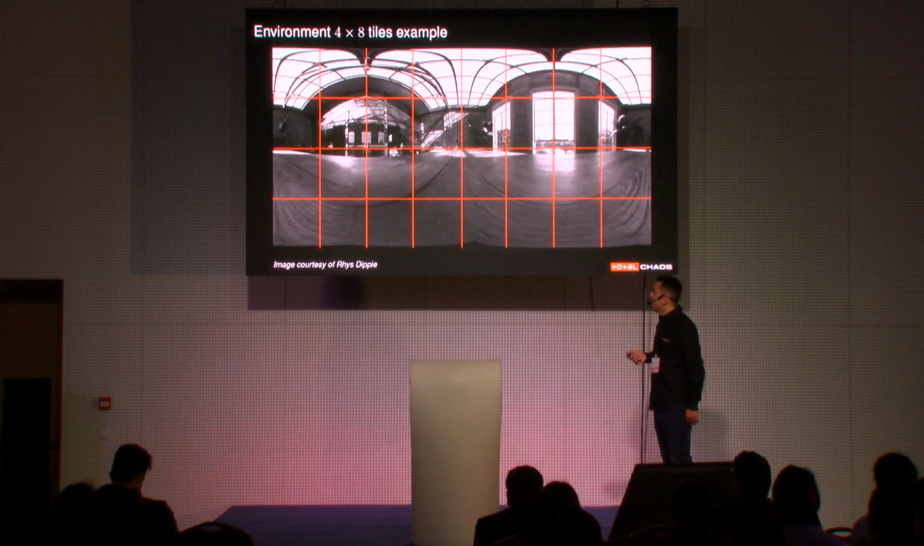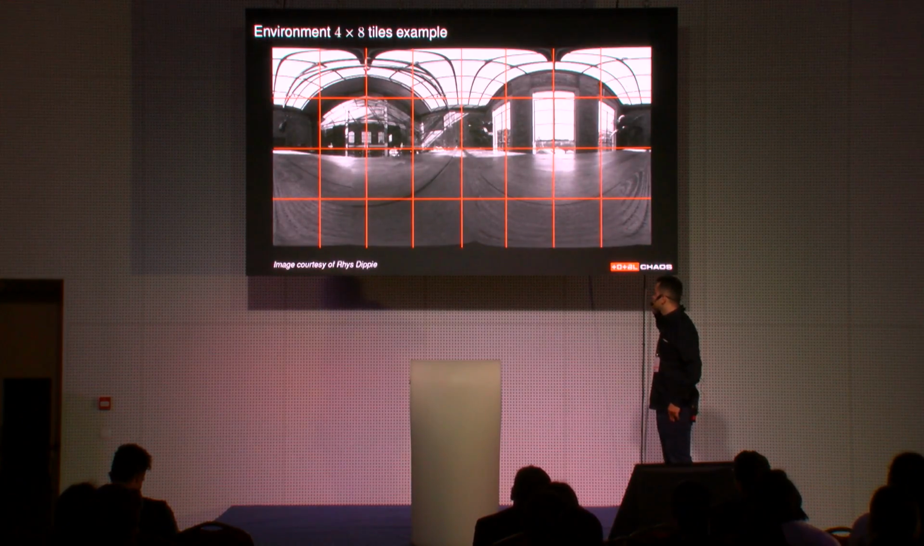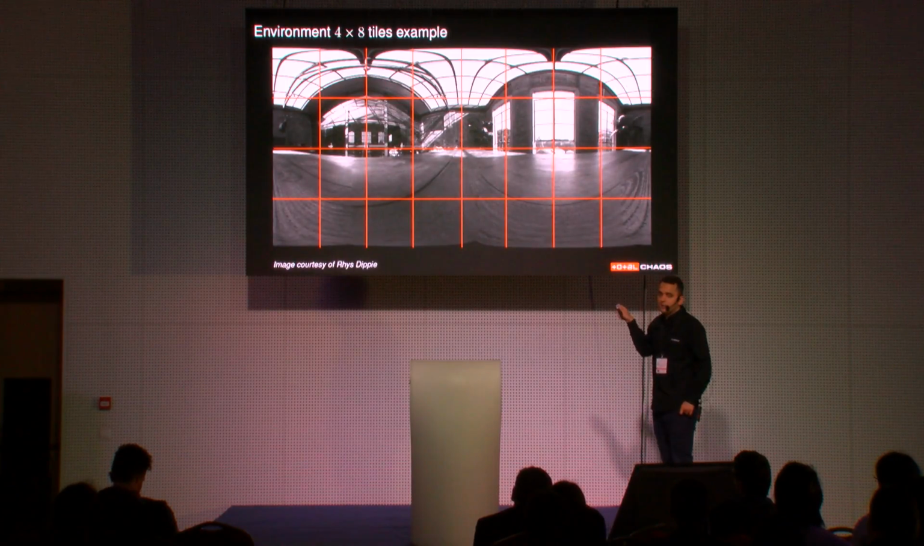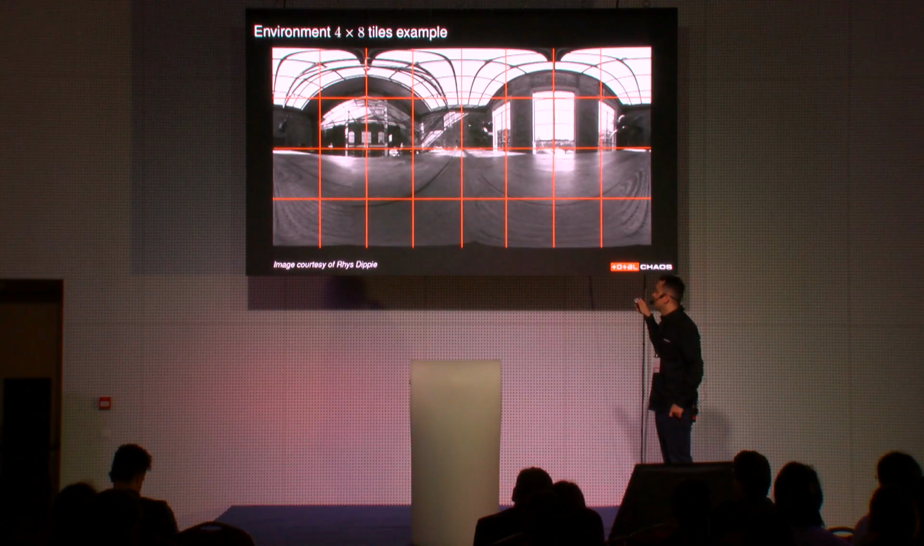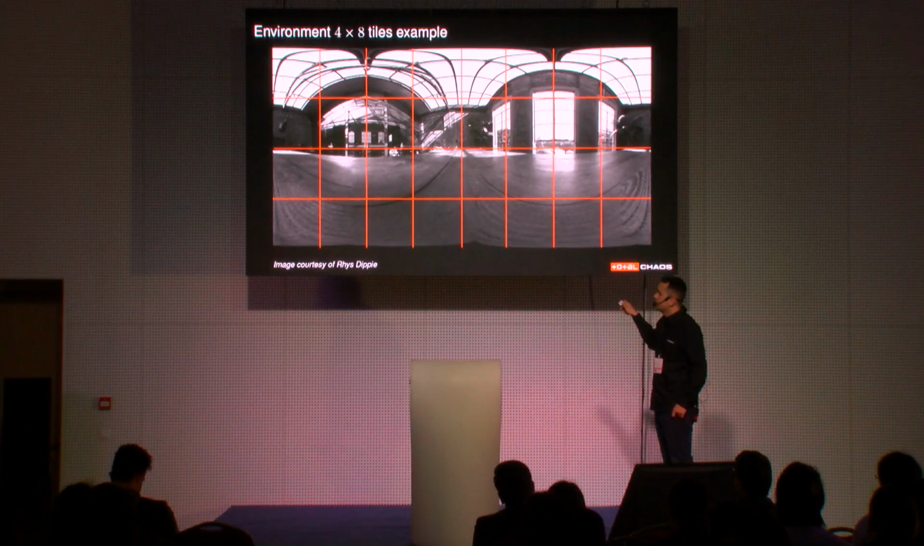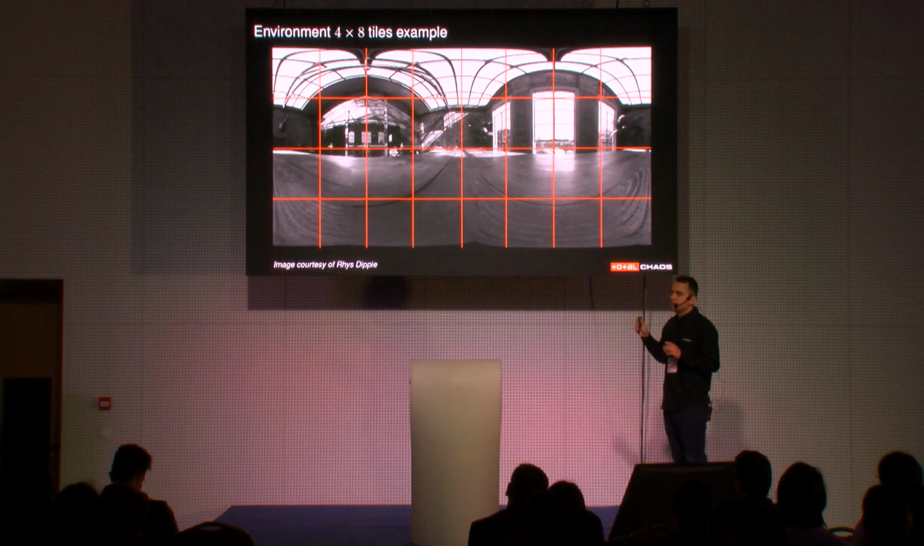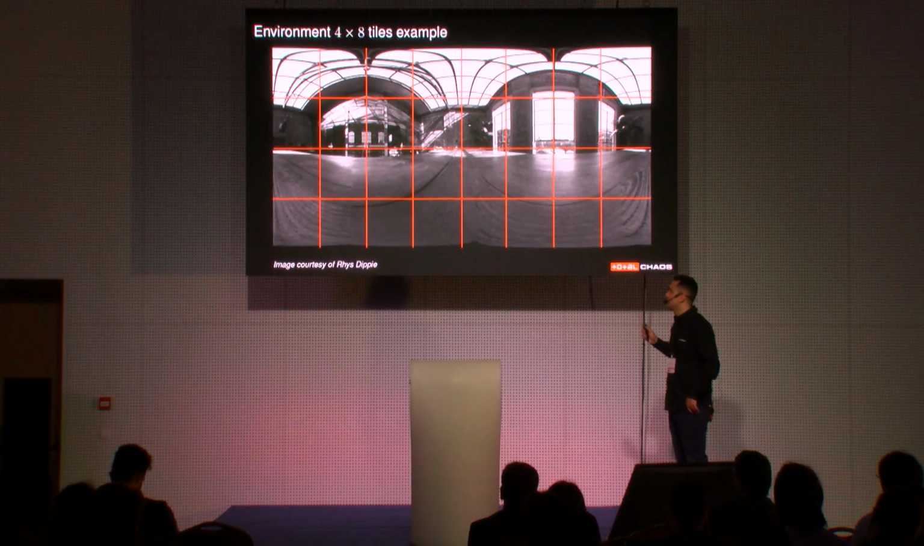This is an environment map. We have this tiling of the environment map. And again, I want to point out that we need a data structure that can pick a sample from the whole environment map. And then we also need a structure that can pick a sample just from the tile, and this is important.